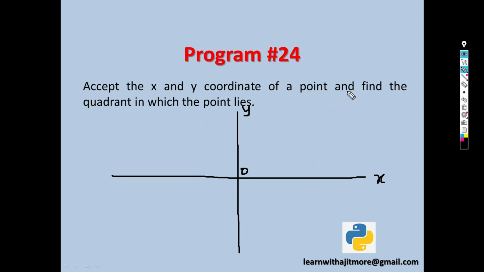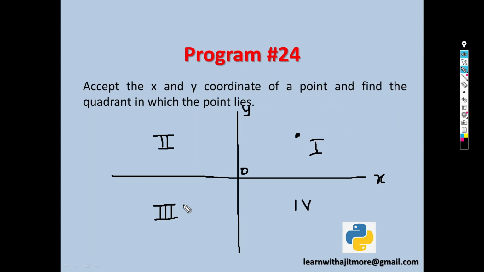Okay. So whatever point you are going to enter, that point is described by two values: its x value and its y value. If both the values are positive, then it lies in the first quadrant. If x is negative but y is positive, it lies in the second quadrant. If x and y both are negative, it lies in the third quadrant. And if x is positive and y is negative, it lies in the fourth quadrant. So we have to check multiple if else conditions, that's all. Not that difficult.